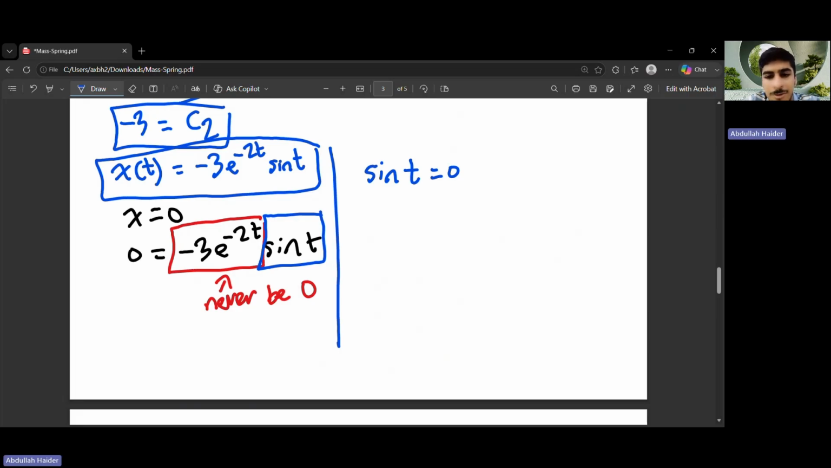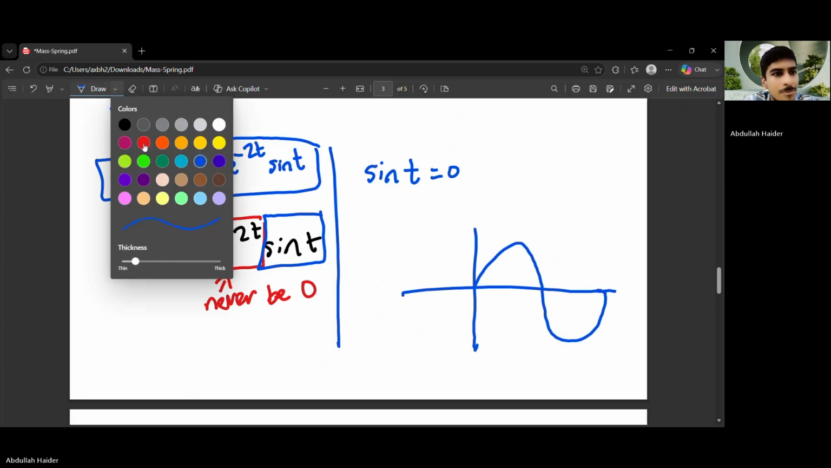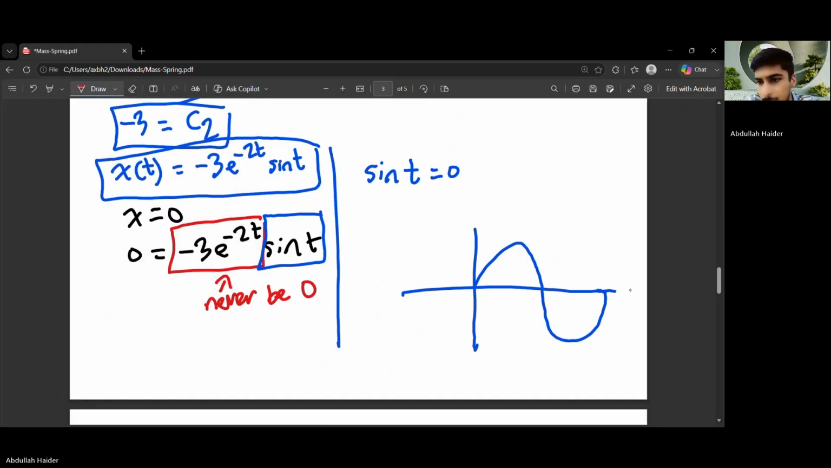So what we can do is draw a graph. I'm sure you know this from Calc 1 and Calc 2. A sine graph looks something like this. It has a period of 2 pi. This is 2 pi. This is pi. This is 0. This is 1, -1. So the sine graph looks something like this. It was already at 0 in the beginning. Let's assume that this was your t1.